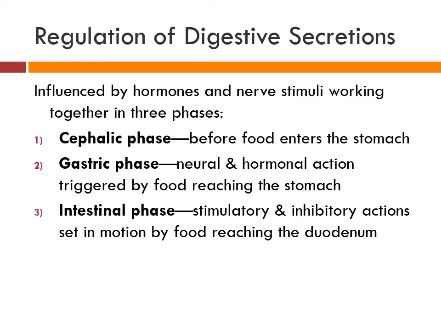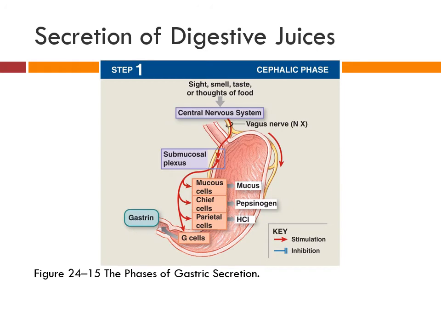So we're going to look at each of those individually. The cephalic phase begins with the central nervous system when you even think about food, or you see food, smell food, or begin to taste food. And what that does is it stimulates the central nervous system via the submucosal plexus to create secretion through these cells. So the mucus cells, the chief cells, the parietal cells, and the G cells all begin secreting before you even eat food. And what that does is it prepares the stomach to be ready to start digesting the food that is about to arrive.